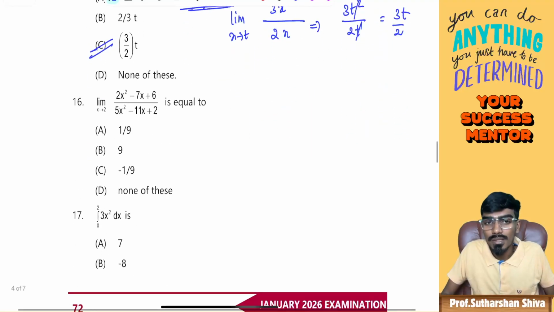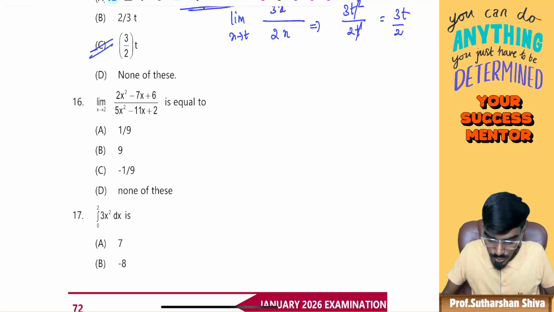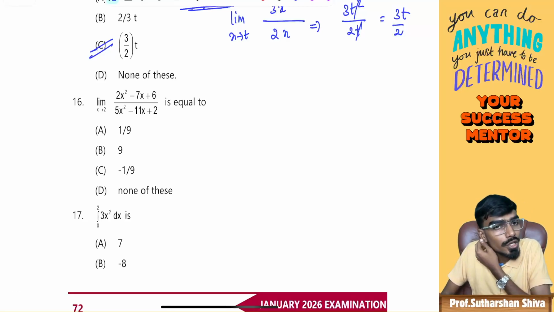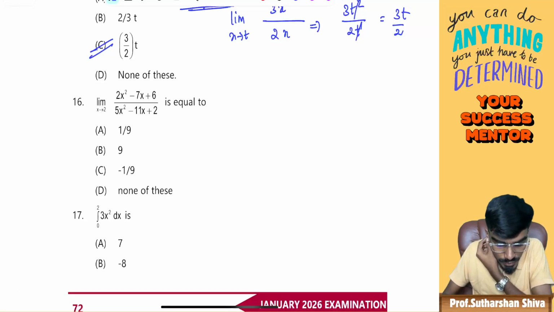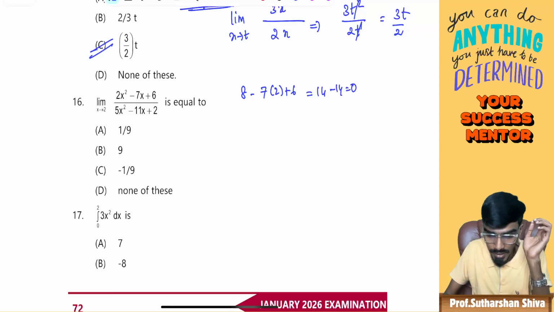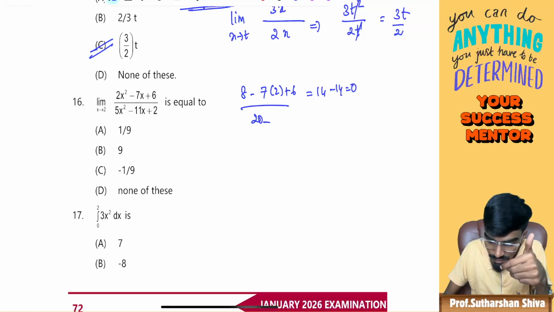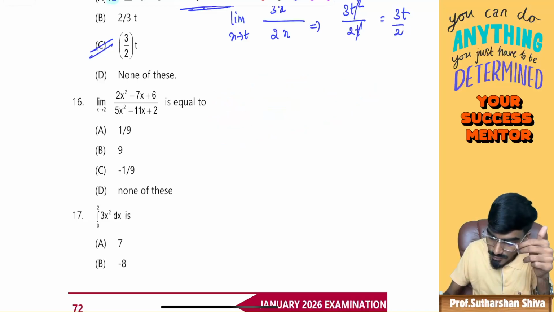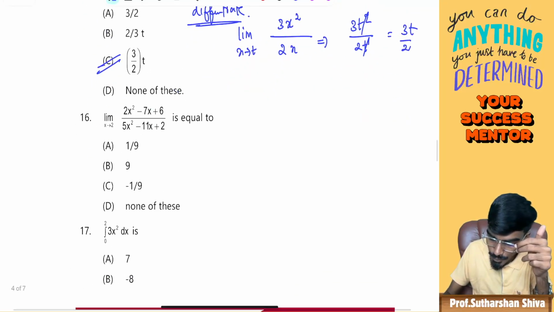Now come to question number 16. Limit x tends to 2. So I will be substituting 2 in the numerator. 2 square is 4, 4 twos are 8. 8 minus 7 into 2 plus 6, which is 14 minus 14, equal to 0. Again in the denominator, 5 into 2 square is 4, 5 fours are 20. So 20 minus 11 into 2 is 22, plus 2, which is again 0. So this time also we will be following L'Hopital's rule.